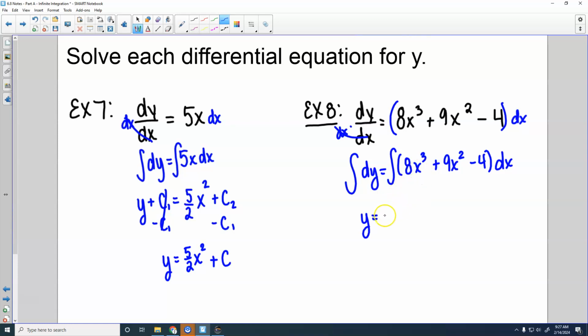So for this, we're going to have x to the 4th power. We got to do 8 divided by 4, which will give us 2. We're going to have x to the 3rd power. 9 divided by 3 will give us 3. We get a minus 4x plus c. So what I did over here on example 7 with the c1 and c2 is correct, but unnecessary. You can just add the c over here and it covers both sides.